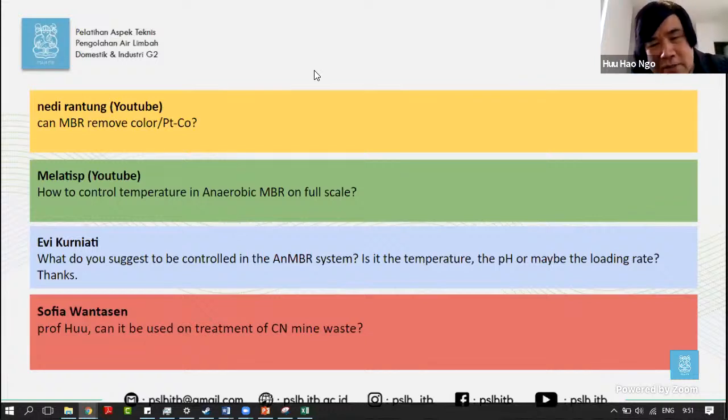But I say to you, you need to have some pre-treatment, or an integrated system. That means in the anaerobic process you add something to enhance the removal efficiency. At the same time, you have to reduce the inhibitors for the methanogenic bacteria, or others sensitive to toxic substances or something like that.